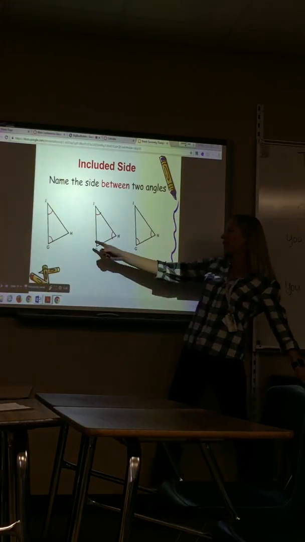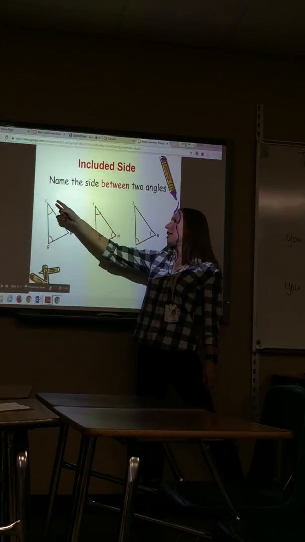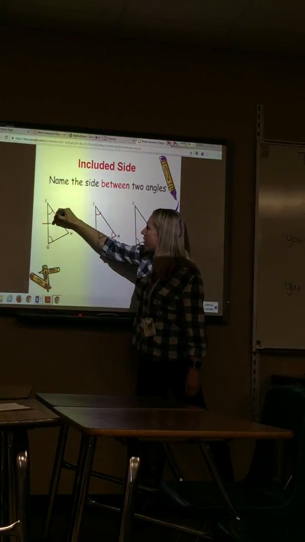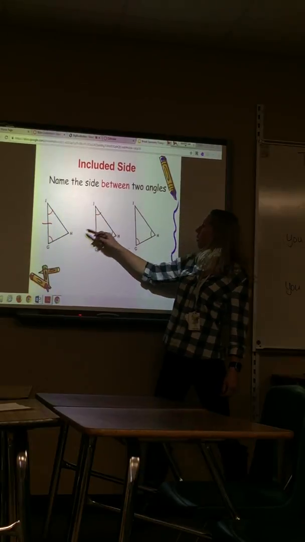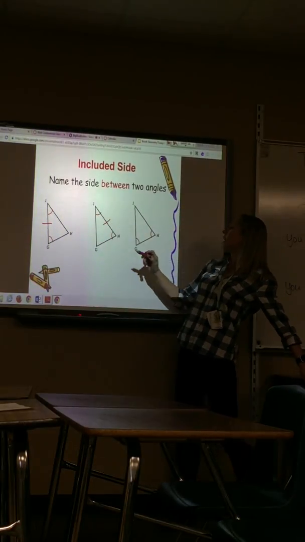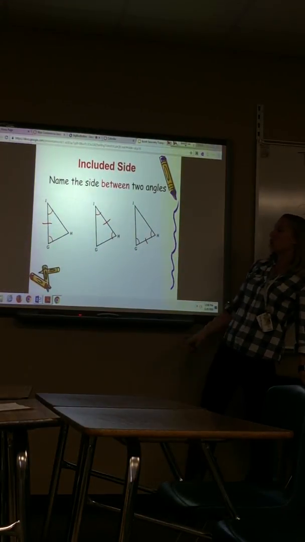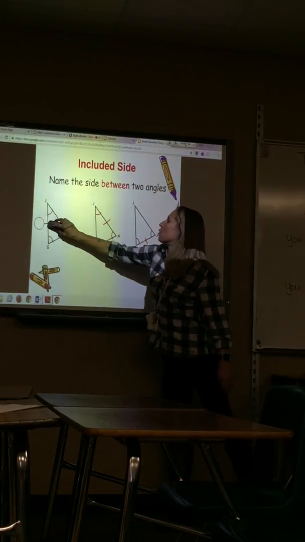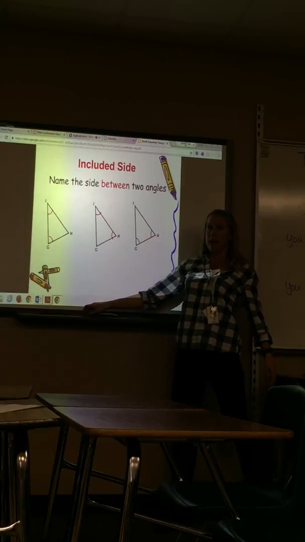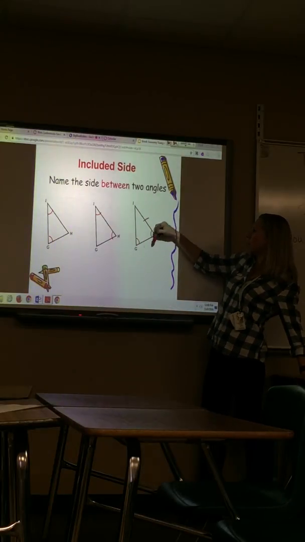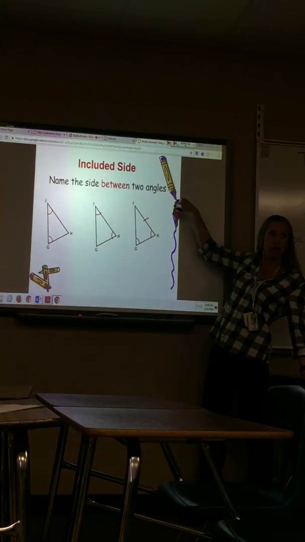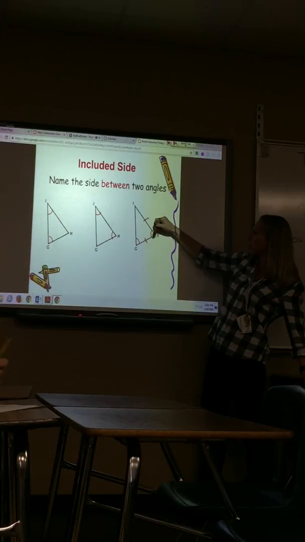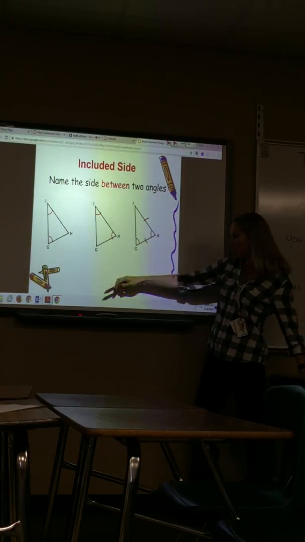Can you tell where the included side would be? GI. Can you tell? What about this one? What about this? The included side has to be in between, because we're also going to learn another way that's angle, angle, side, and the side would not be included. Does that make sense? The included side has to be in between the two angles.